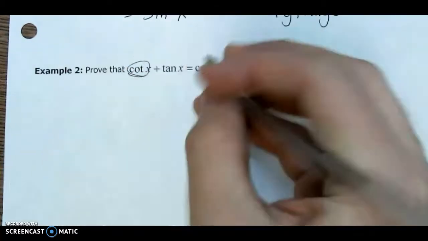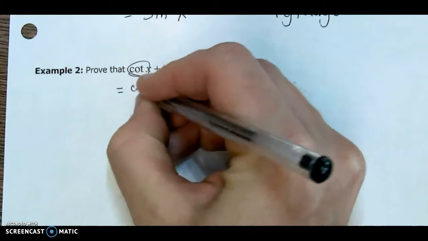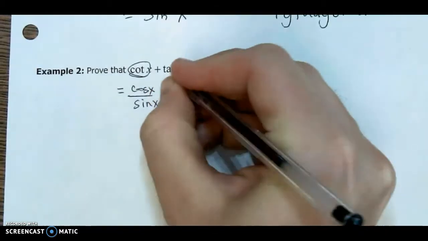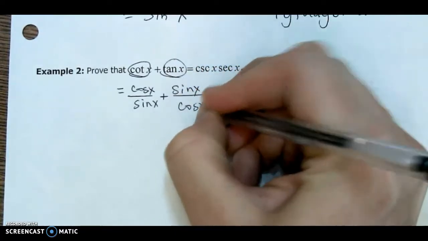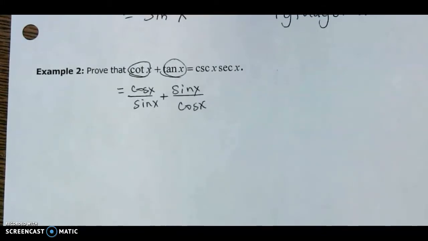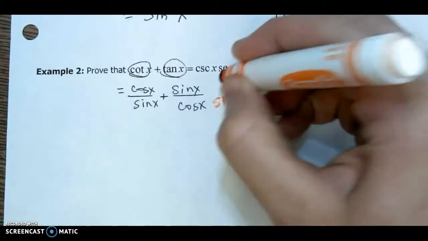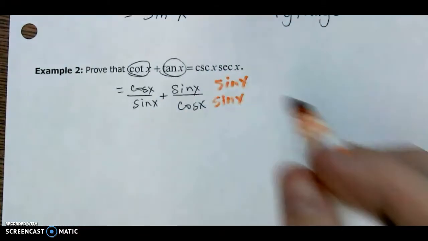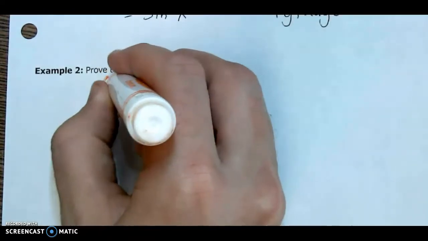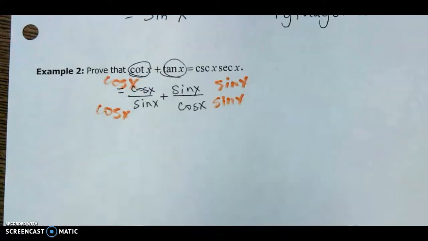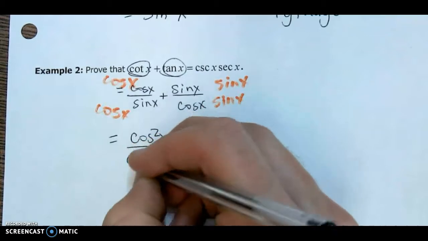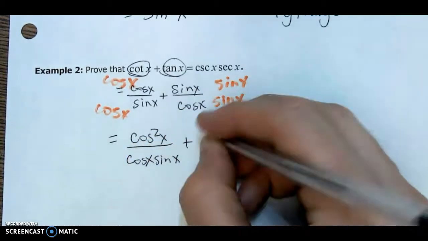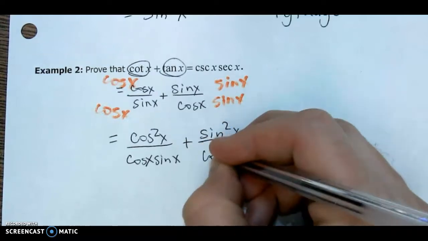So cotangent, we're going to change into its quotient property, cosine over sine. Tangent, we're going to change into its quotient property, sine over cosine. And like I just said, we're going to get common denominators and try to combine these fractions together. So if I give this a sine on both sides, and I give this fraction a cosine, then that is going to change these fractions into cosine squared over cosine sine plus sine squared over cosine sine.